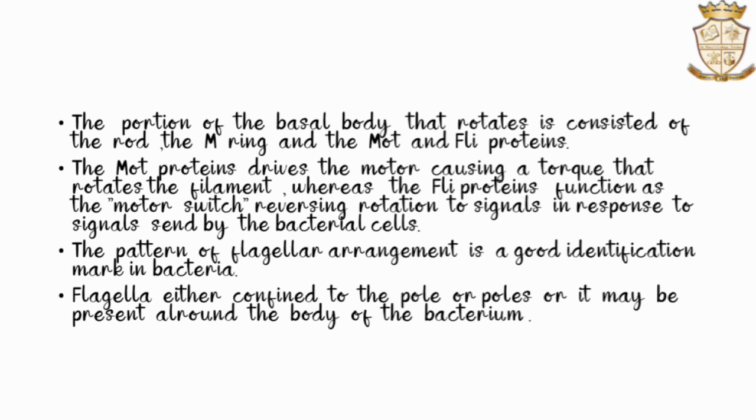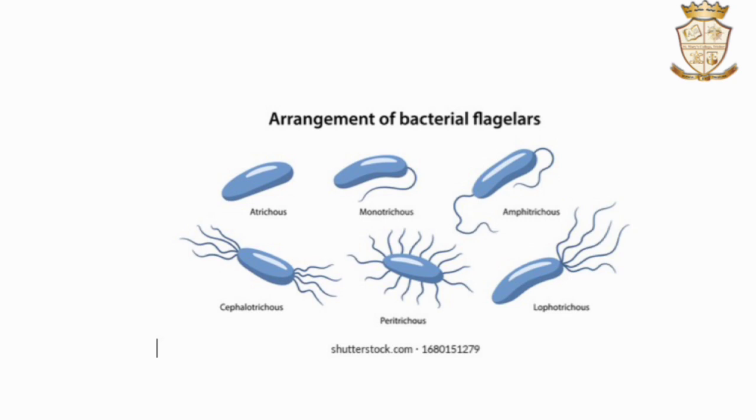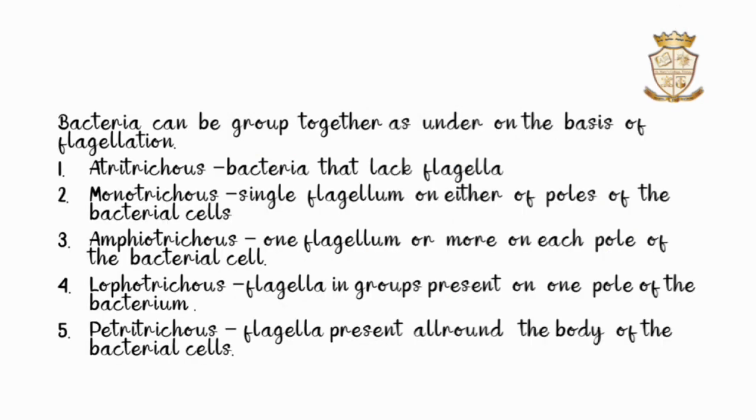The pattern of the flagellar arrangement is a good identification mark in bacteria. Flagella are either confined to the pole or poles, or may be present all around the body of the bacteria. Bacteria can be grouped as under on the basis of flagellation: Atrichous, Monotrichous, Amphitrichous, Cephalotrichous, Peritrichous, Lophotrichous.